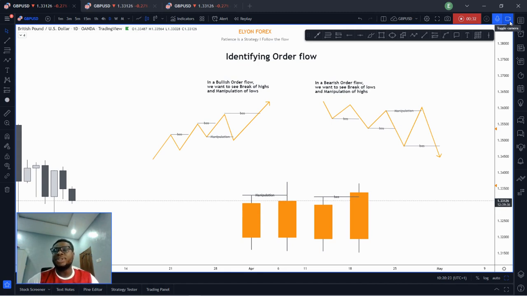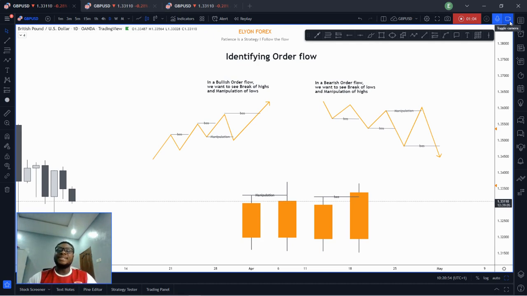The retail traders will call it trend. So I'm going to be saying retail traders in quotes because in essence and in all honesty, we are all retail traders. But when I say retail traders, you know what I'm talking about. So the retail traders prefer to identify the market movement by saying the market is trending up or the market is trending down. But in smart money concepts, we like to say that the market is in a bullish order flow or is in a bearish order flow.